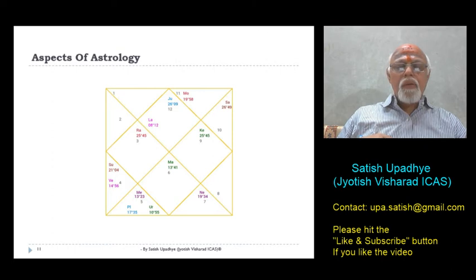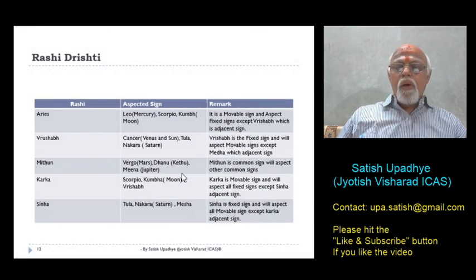I have given you the chart of Rashi Drishti. See, Aries is aspecting the Leo Rashi together with Scorpio and Kumbha. They are all fixed Rashis, and it is aspecting not only the Leo Rashi, but also the Mercury which is stationed in the Leo Rashi. Okay, just see the remark. It is a movable sign and aspects the fixed signs except Vrishabha, which is the adjacent sign. Just now I have talked to you about this. Like this, you can work out all the Rashi aspects.